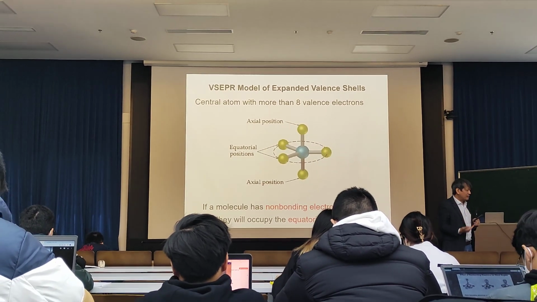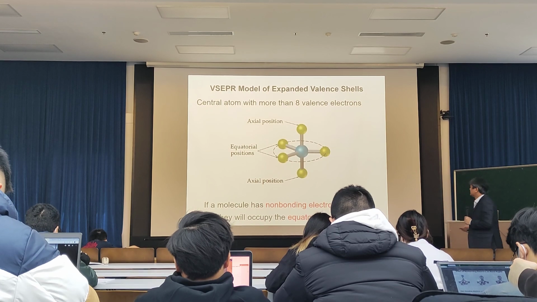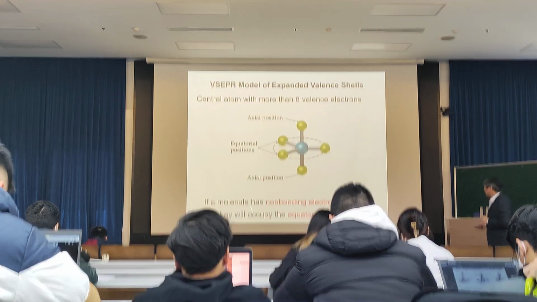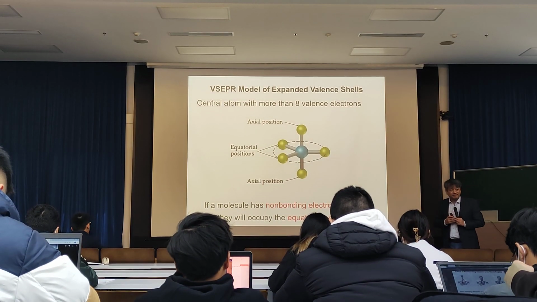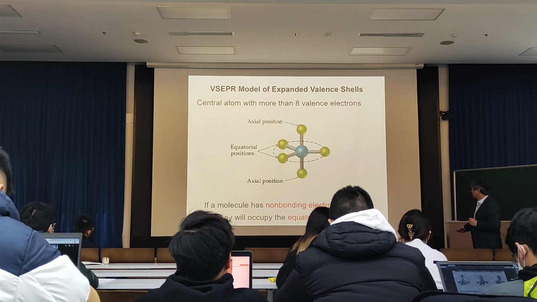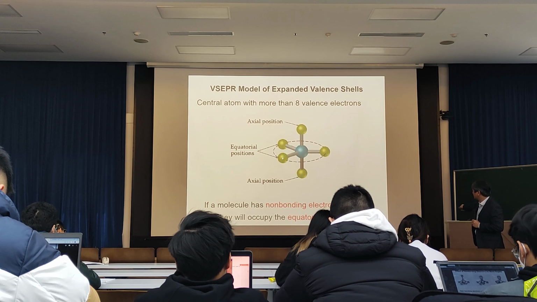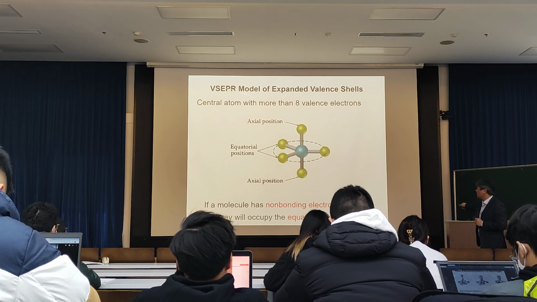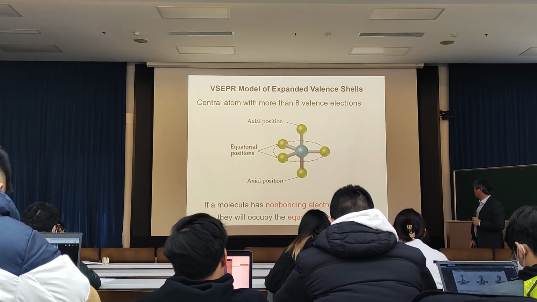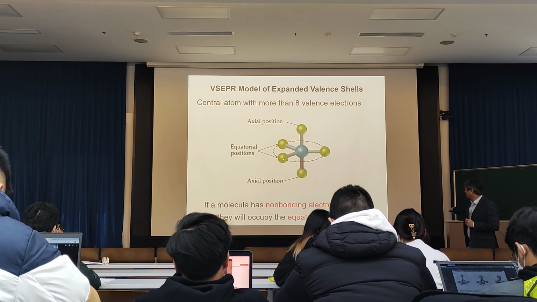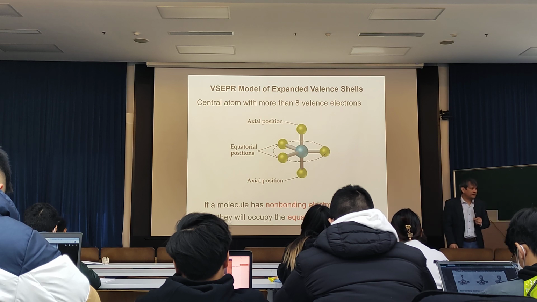it has 12 electrons, right? So in that case, if the molecule has a non-bonding electron domain, then it will occupy the equatorial position. The equatorial position is this one, this one, and this one. The axial position is this one and this one. So if the compound has a non-bonding electron domain, the non-bonding electron domain will occupy the equatorial position, but not the axial position.